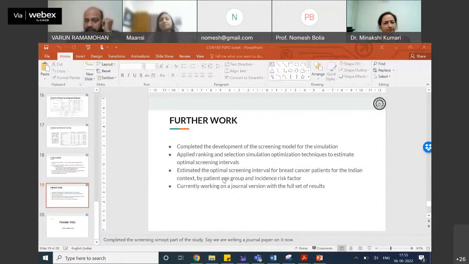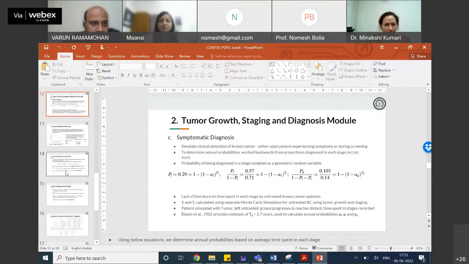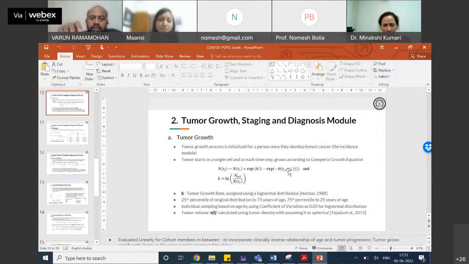I'll give you an example. Let's come to staging and diagnosis in particular. Survival also, they did something very different. In staging and diagnosis, if you come to this equation here, this B is essentially the B that you see here, the tumor growth rate, which is actually a random variable.